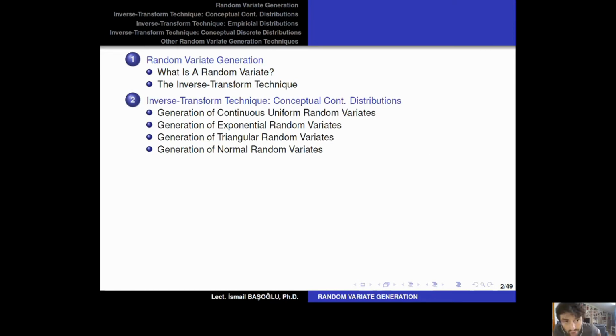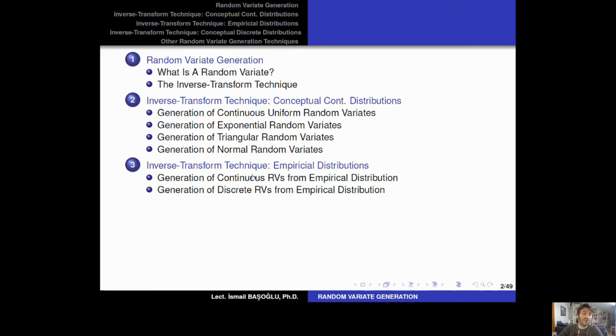Then we are just going to use the inverse transform technique to generate random variates from the most practical distributions that we know from the probability theory course. And actually, these distributions are also very useful in practical discrete event simulation models. So we will learn how to implement the inverse transform technique to generate random variates from other random distributions such as continuous uniform random variates, exponential distribution, triangular distribution, or normal distribution.